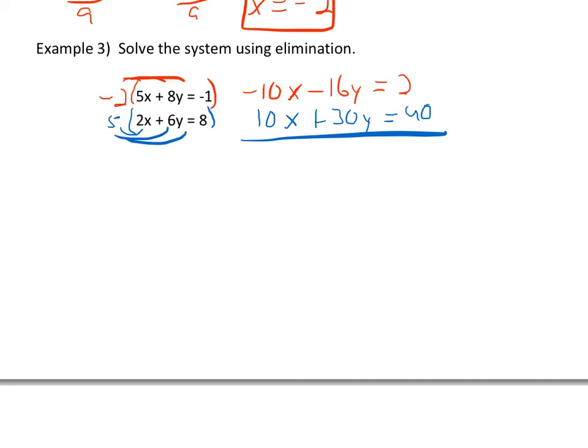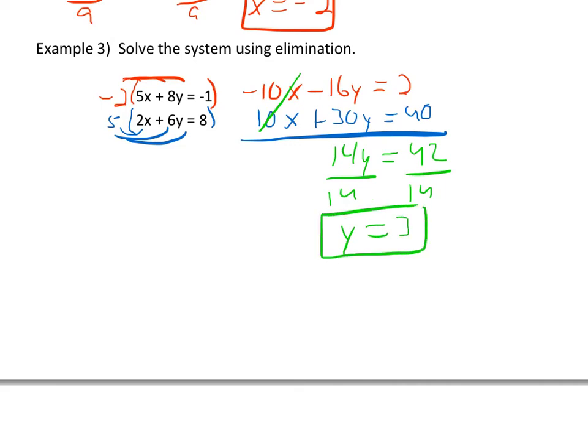And again, our goal is to have one of the variables have opposite values, and the x's do, so they cancel out. And we get 14y equals 42. Divide by 14, and y equals 3. Take that and plug it into one of the originals, and I'm going to choose the bottom one again.